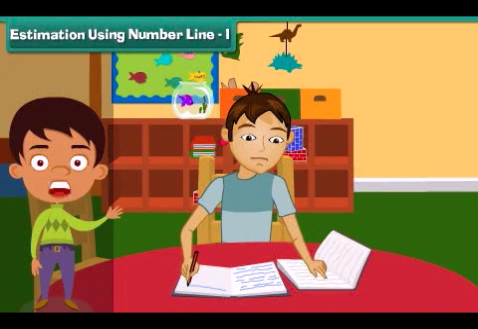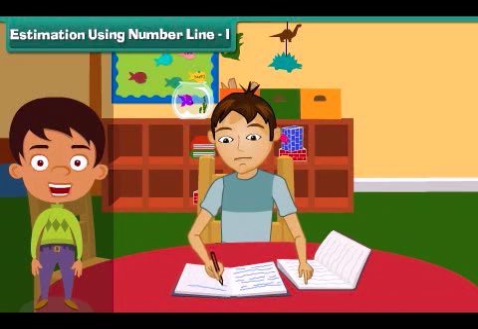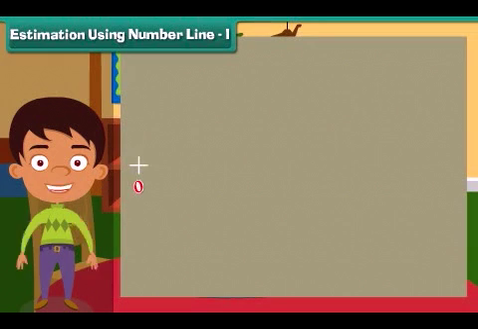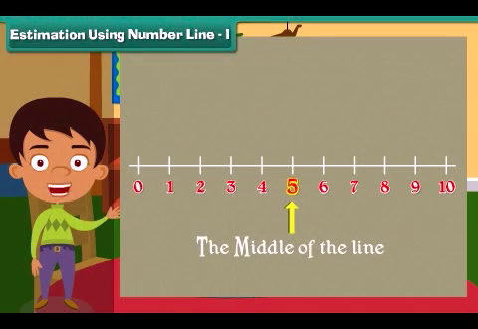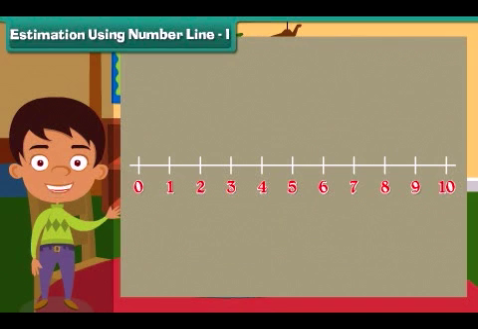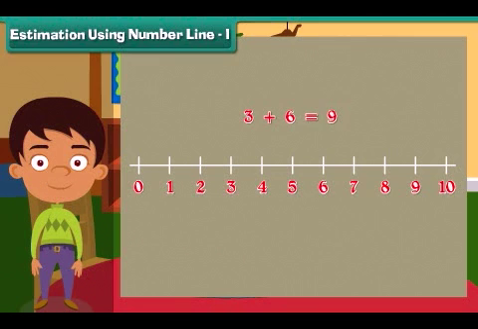Estimation using number line 1. Let us try something interesting. On screen you see a number line from 0 to 10. Can you guess the position of number 5 on this line? Yes, it will be in the middle of the line. The position of number 3 will be between 0 and 5 and number 7 will be between 5 and 10. Let us add 3 and 6. By adding 3 and 6, we get 9, and the position of 9 will be near to 10.